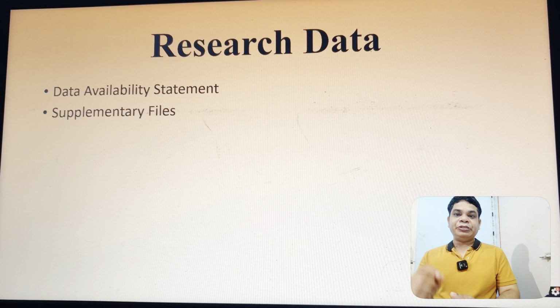Next important part, which is associated with publication ethics: the research data availability statement. This is a common practice across the social sciences, medical sciences, environmental sciences, or any branch of science related to research.